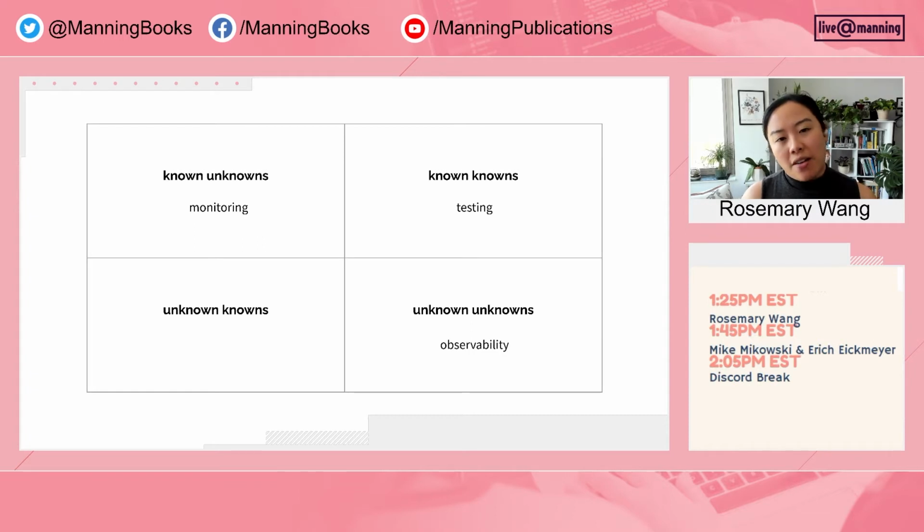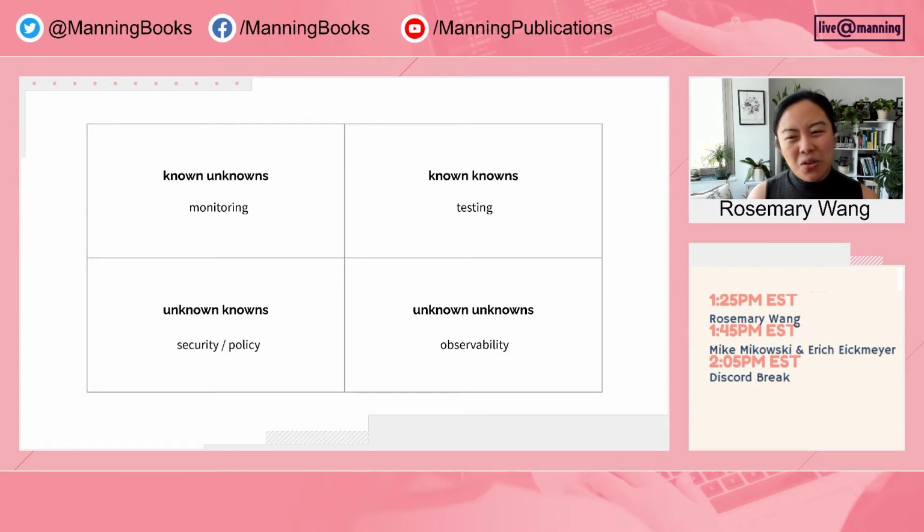These days, we also have observability, which is focusing on the unknown unknowns. Observability allows you to examine something you don't know and make sure that you get the information that you need. So you might not know what you're looking for, but at least you have the information that you can find.